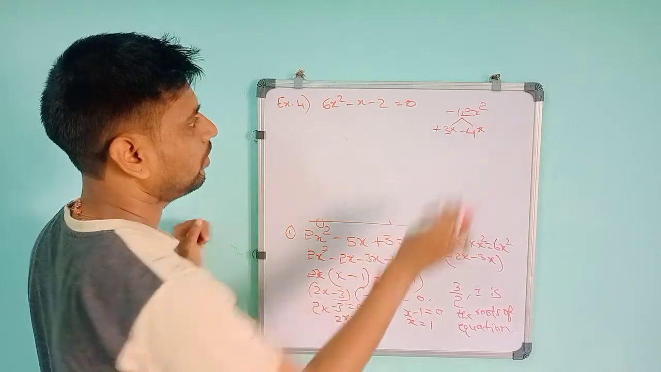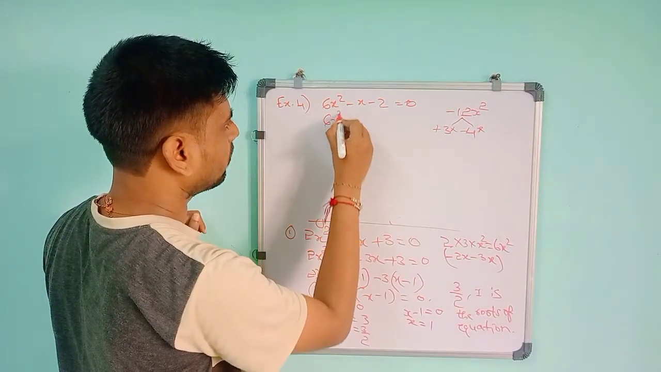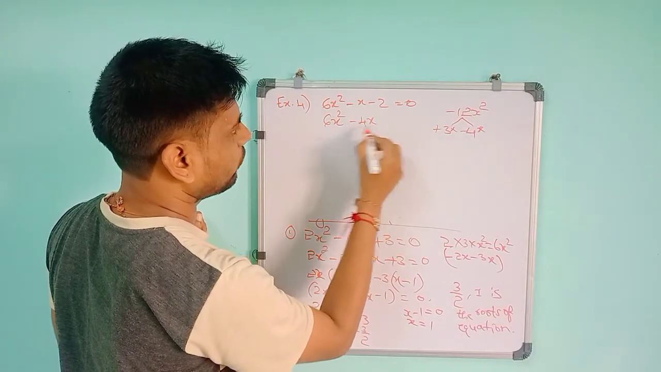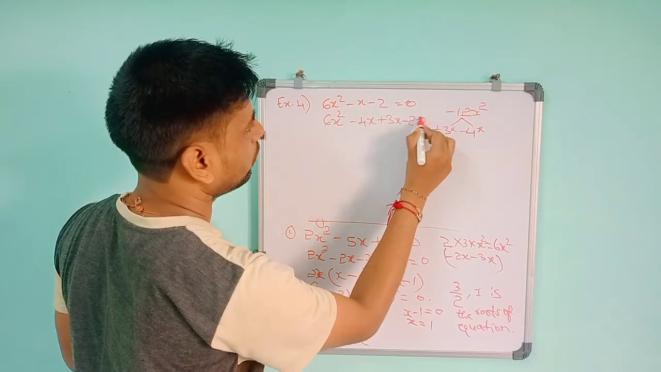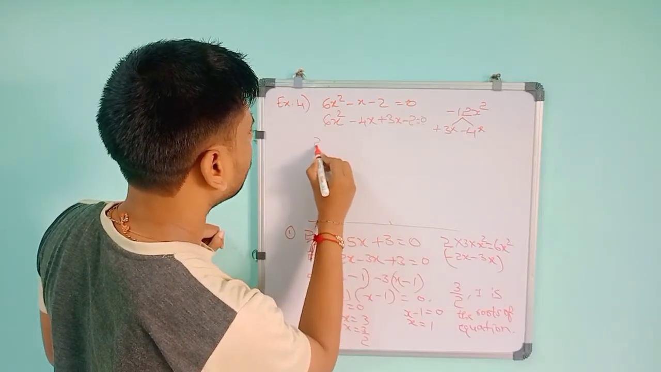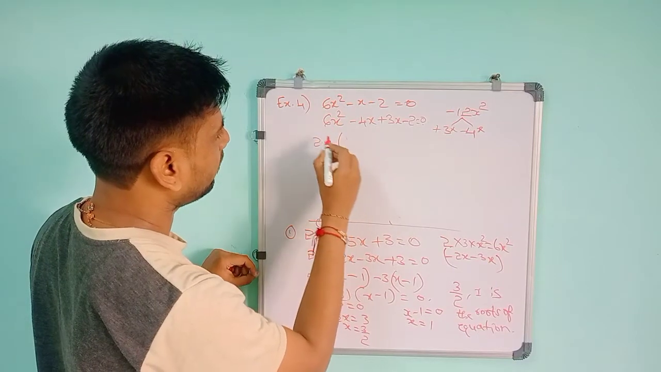So it is satisfying both conditions. So you can take 6x square as it is. In place of x, you can take minus 4x plus 3x because it becomes minus x. Then minus 2 as it is, equal to 0. Then you can take common here. You can take 2x because 4 is in the 2 table and 6 is also in the 2 table. So 2x you can take common.